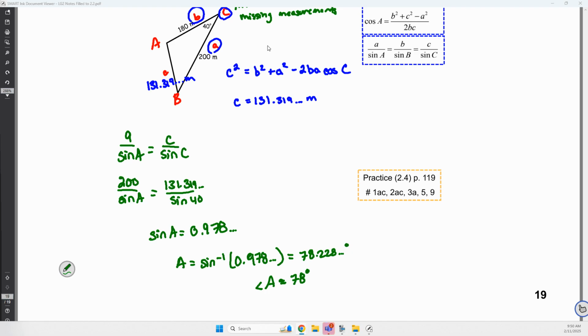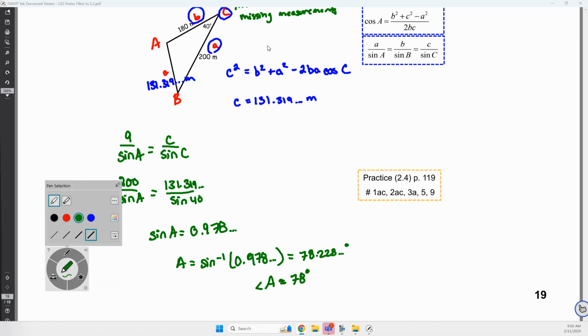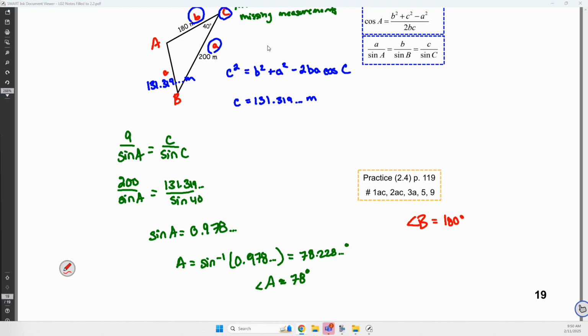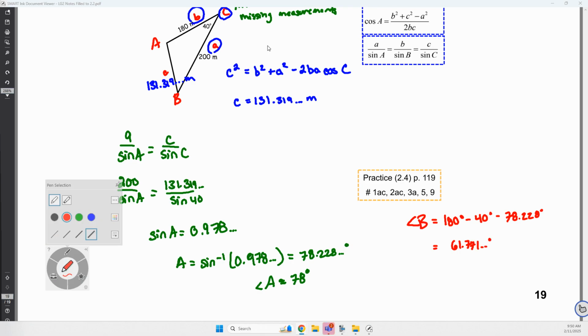Our last step is just finding out what our angle B is. How do we do that? Well, again, you could use sine law if you really wanted, but the easiest way is just to do, well, angle B is just going to be 180 minus that 40 degrees minus that 78.228 degrees, which gives us 61.771 degrees. If we round this again, angle B is roughly equal to 62 degrees.